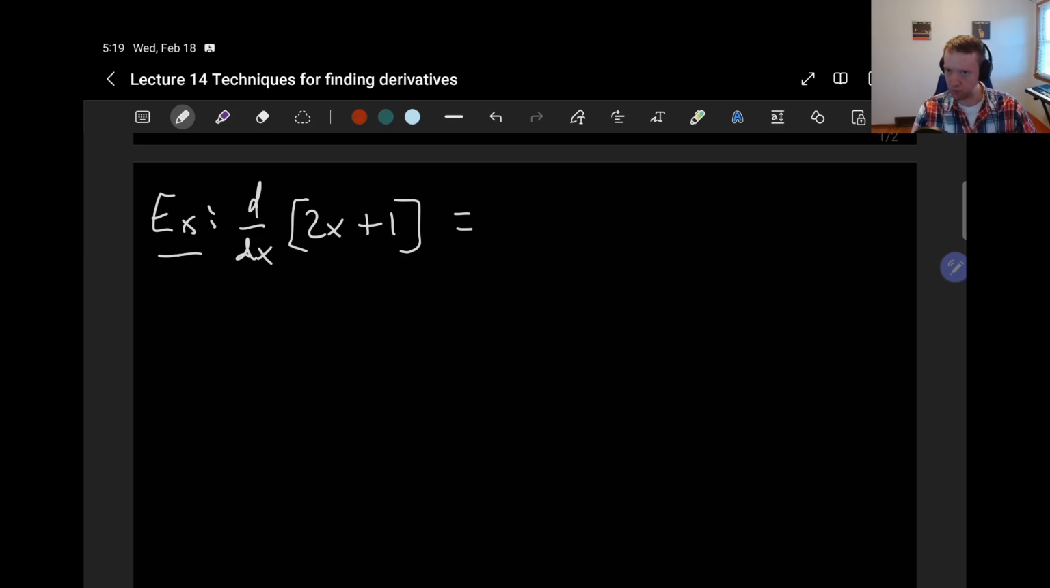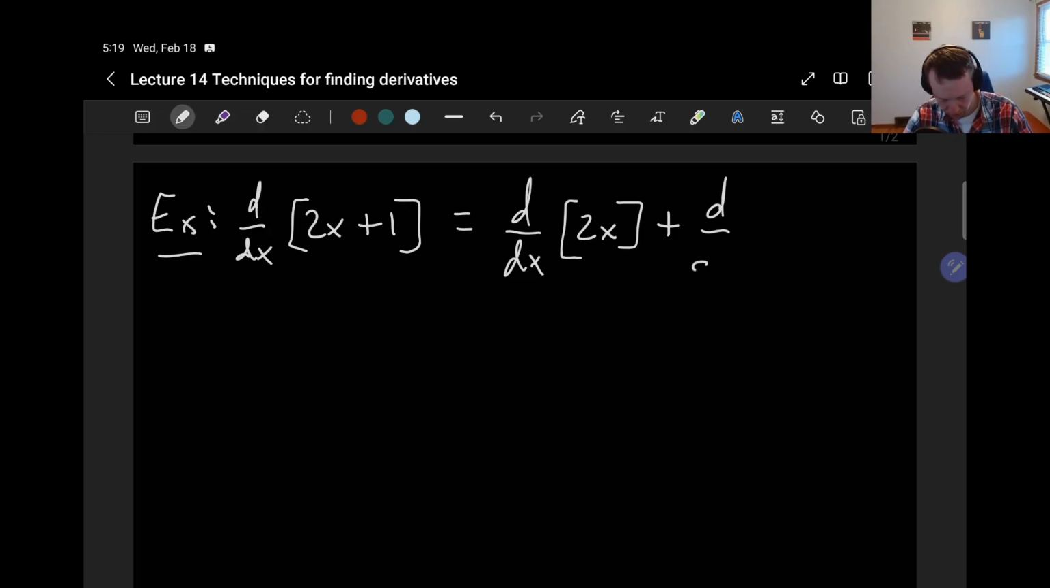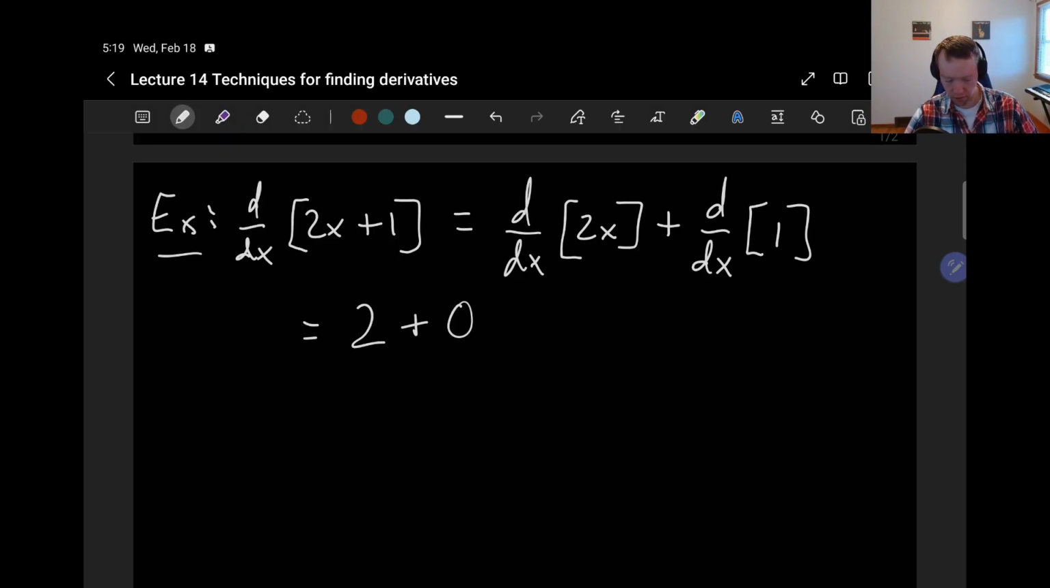So I probably won't show this much work in the future, but we take the derivative separately of each term. The derivative of 2x is just 2. You start to see that whenever you have these linear derivatives, x to the first, you just pick out the coefficient. It's like the slope of the line, essentially. Plus 0, because 0 is the derivative of the constant 1.